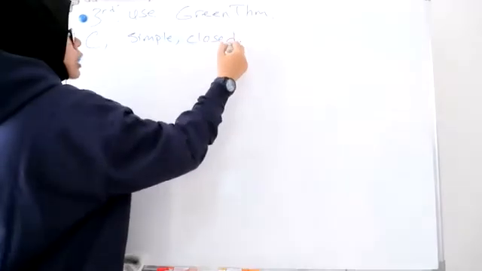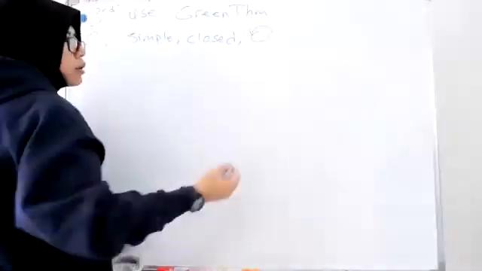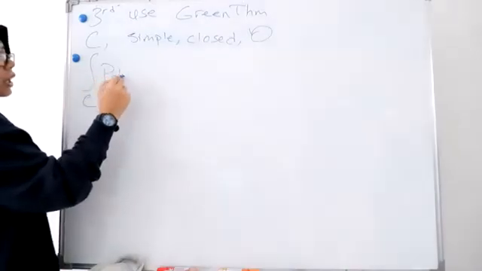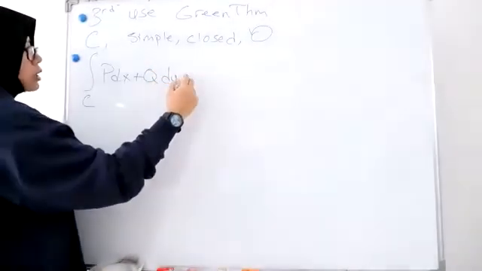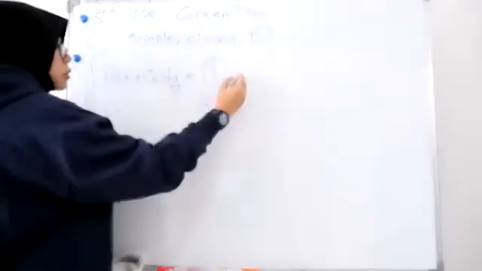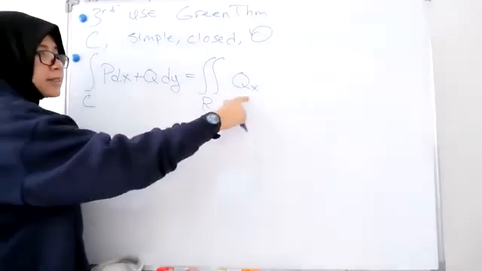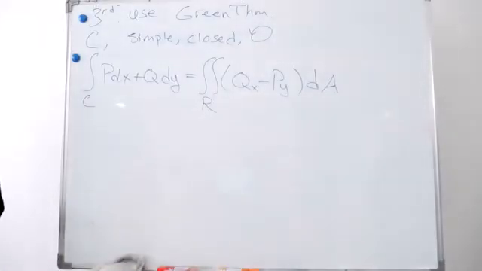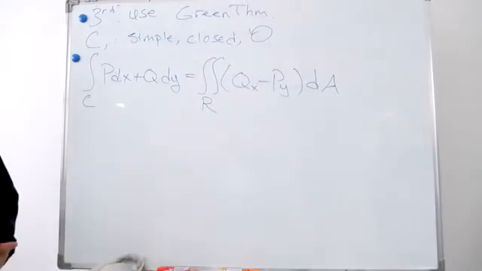and closed and oriented this way, counterclockwise. You have the integral over C of p dx plus q dy. So this is equal to a double integration on region R of q derivative with respect to x minus p derivative with respect to y, which is dA. So this is what Green's theorem says. Okay, so we need to take advantage of that theorem.